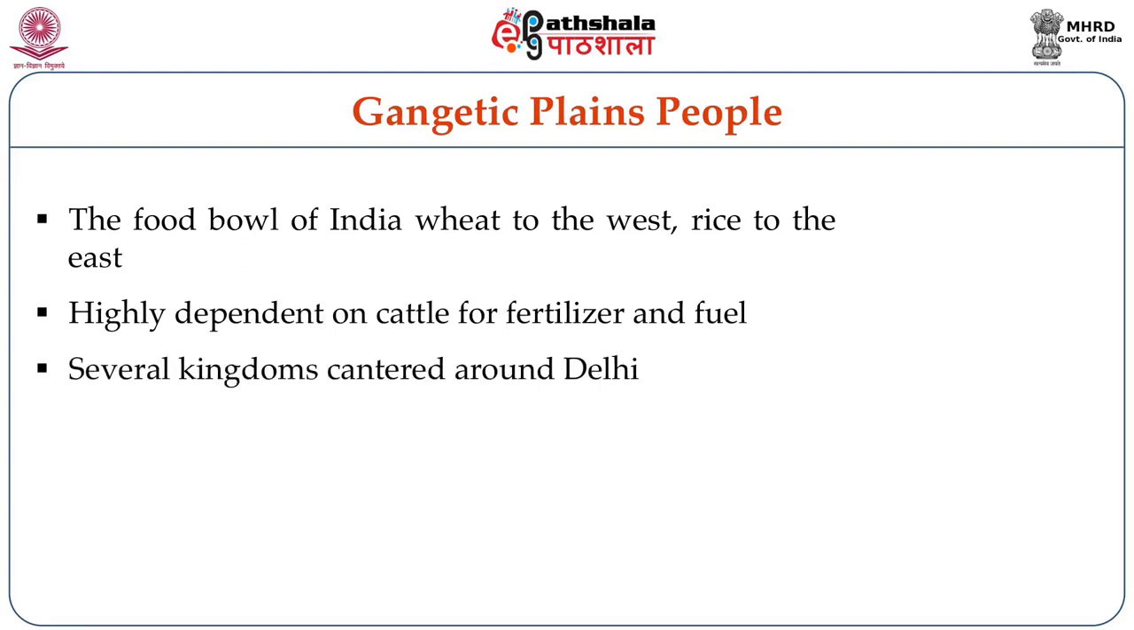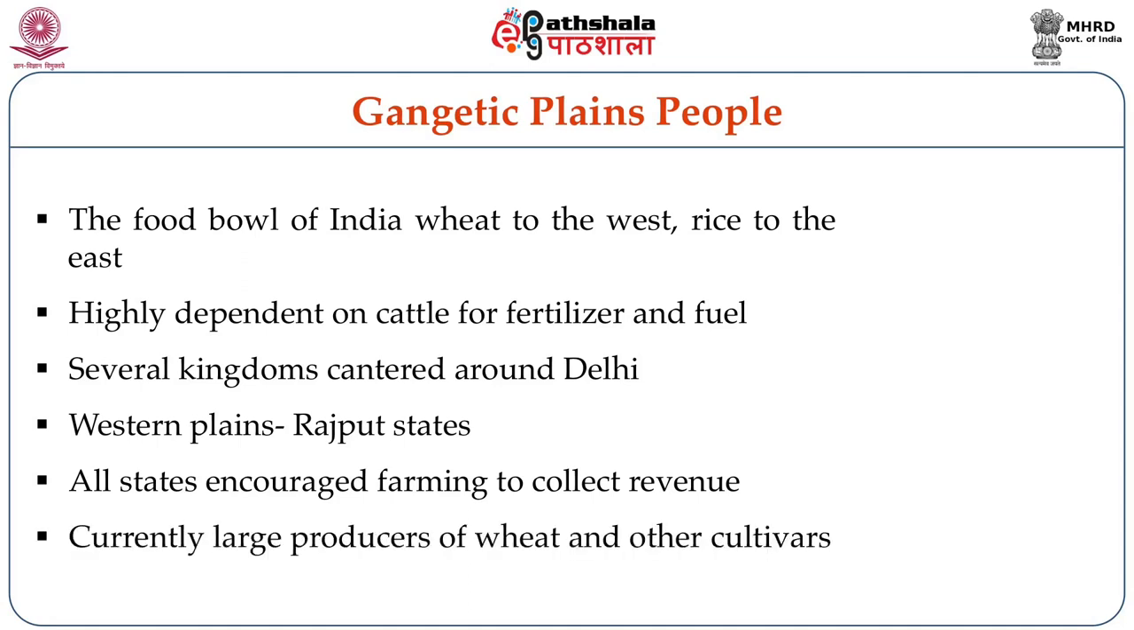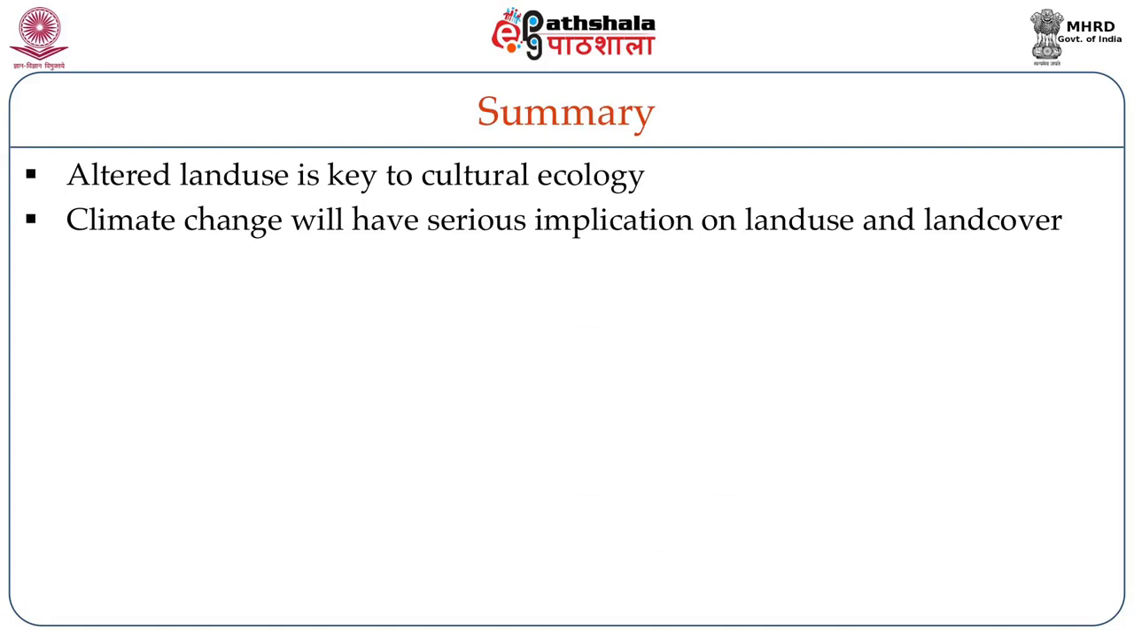There are several of these kingdoms which were centered around Delhi hundreds of years ago. And they became the plains people of India. They had Rajput states and they had states which, when the Muslims came in, took over these states and made large empires. Currently, they are the largest producers of wheat and other cultivars for our country. Altered land use is really a key to understanding the cultural ecology of our country.